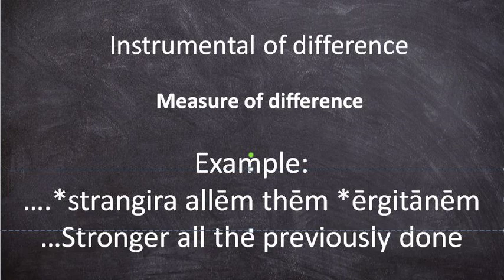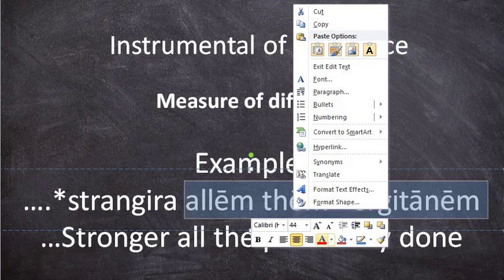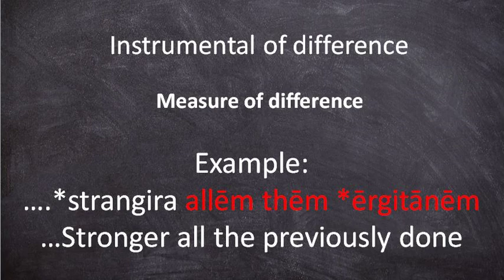Again, the instrumental is how something is done, the means, the manner. So what is in the instrumental in this case? Well, it's all of these right here. We have alem, them; these are all in the plural dative, but acting instrumentally. So stronger in what way? Stronger, all them previously done, well, that's one way of translating. This er means before, getan is a past participle, and am is the plural dative. So stronger in what manner: all the previously done. So that's pretty much it.